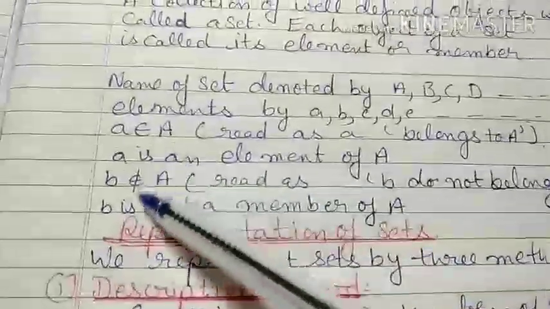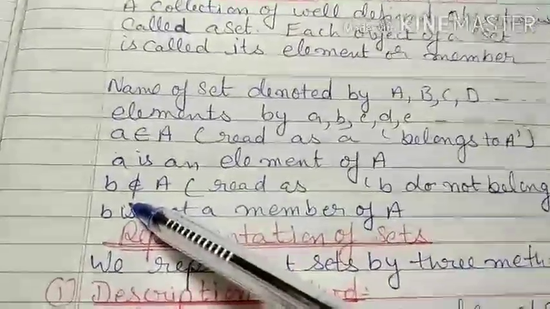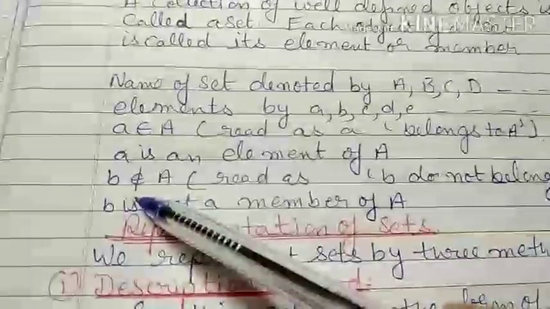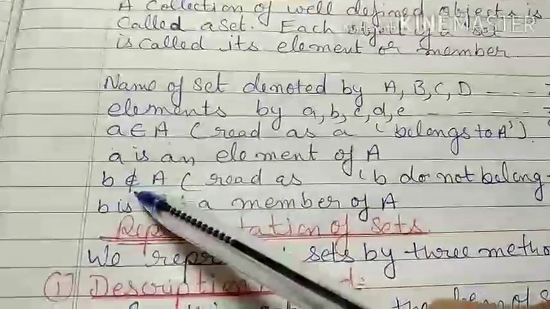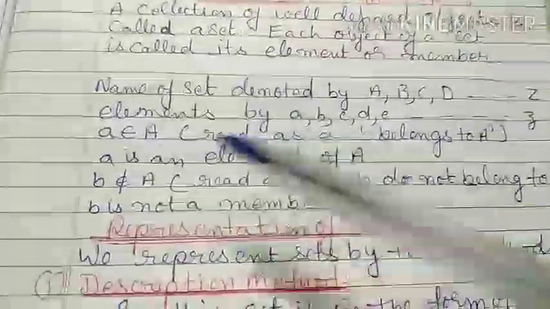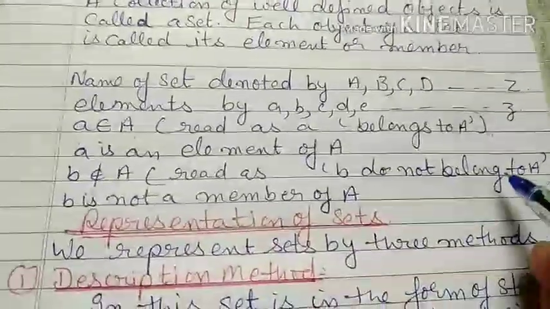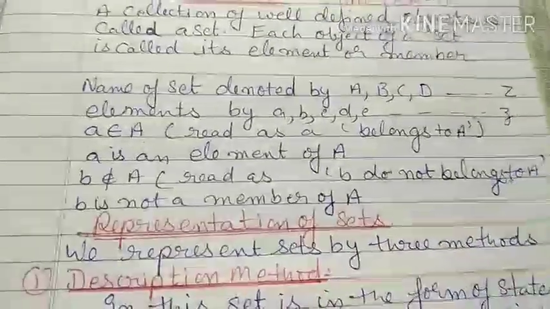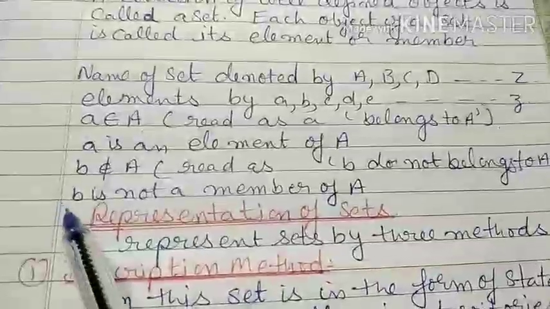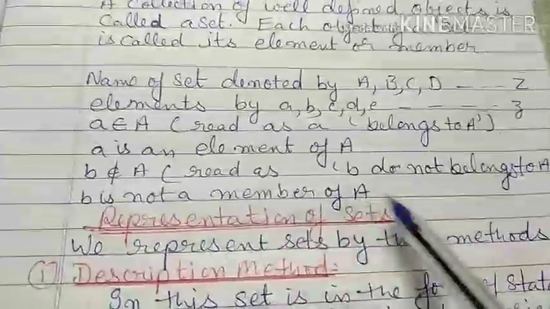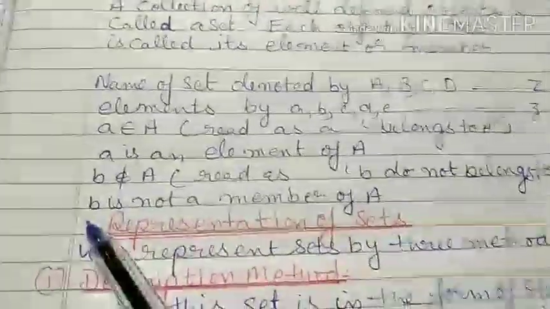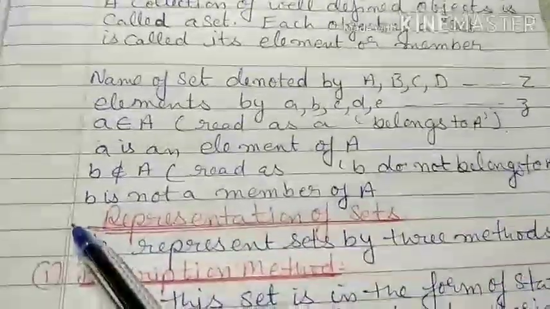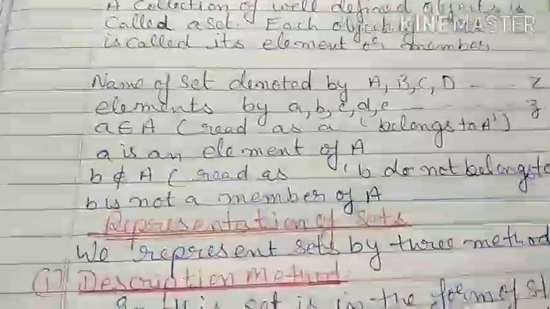But if we cross out this belongs to sign, we say that this is not belongs to. That means b does not belong to A. We can read it as b is not a member of A. In set A, element b is not present. So we represent it as b not belongs to A.